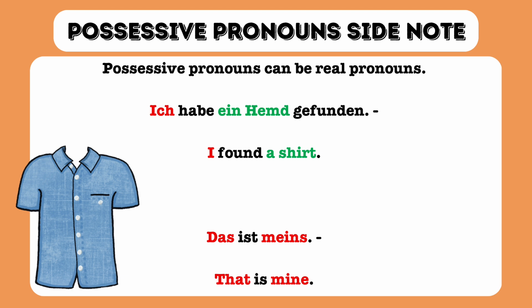Ich habe ein Hemd gefunden. I found a shirt. Das ist meins. That is mine. Meins is used for a neuter noun in either the nominative or the accusative case whenever you're showing something that is mine without having any extra noun behind it. It's just meins. You could say das ist mein Hemd and say the exact same thing, that is my shirt. But if you don't want to say the word shirt again, you can just say das ist meins.